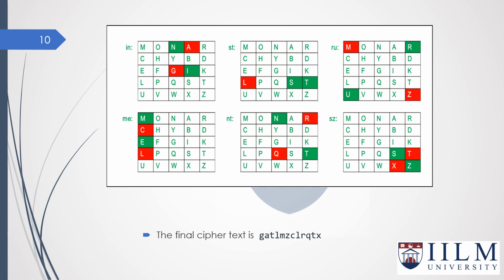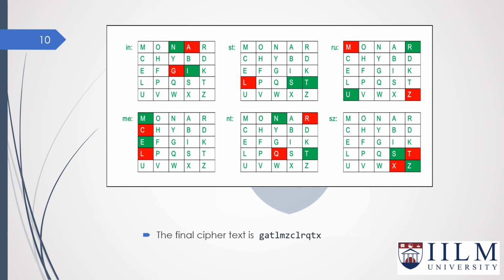Okay? Now next is NT. N is here, T is here. So by conjunction it is Q and by conjunction it is R. So we can take QR. Now SZ. S is here, Z is here. Both are nearby diagonally. So we are getting the conjunction XT.